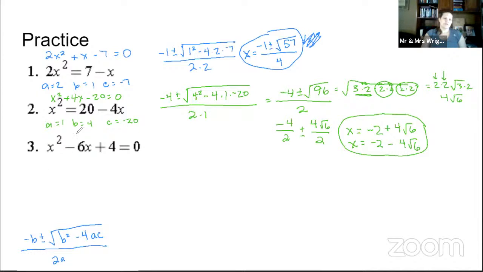Let me go ahead and switch colors so our work doesn't blend together. This is already in standard form, so that makes it easy. A equals 1, well, easier. They're all easy. B equals negative 6 and C equals 4. The more you do it, the easier it gets. So by the end of this lesson, it'll be very easy for you too.